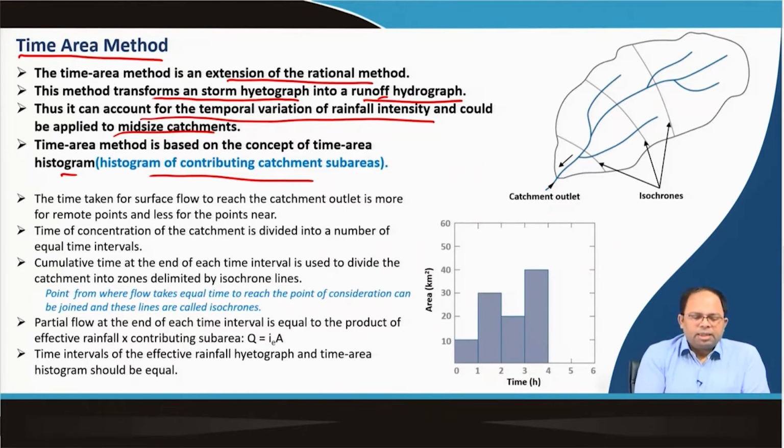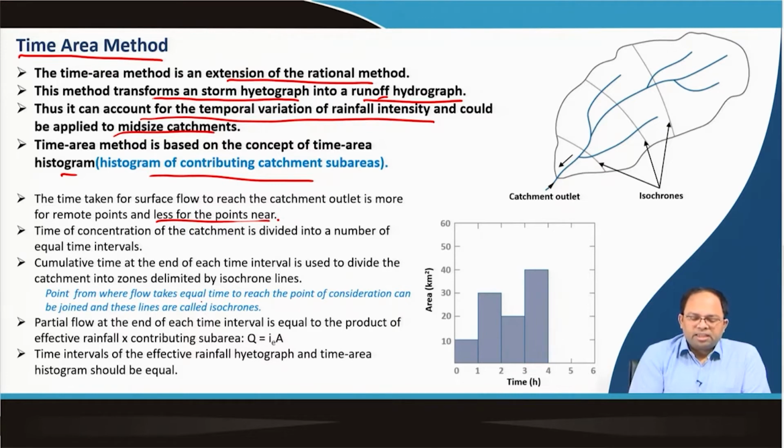Over here, the time taken for surface flow to reach the catchment outlet is more for remote points and less for points near. This we have already seen during the rational method. Then the time of concentration of the catchment is divided into a number of equal time intervals. So, if the total catchment time is 1 hour, we divide it into maybe 6 intervals of 10 minutes, 10 minutes, 10 minutes and so on. The cumulative time at the end of each time interval is used to divide the catchment into zones delimited by isochrone lines. What are isochrone lines?